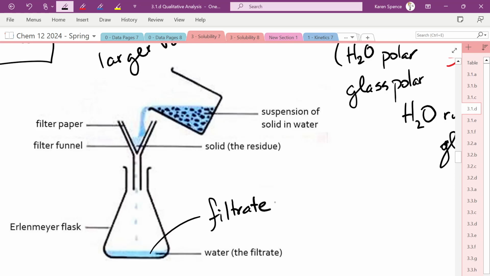You are not responsible for knowing the terms supernatant and filtrate. I'm just letting you know because if you go off to university and take a lab course, it will be nice to have heard the words before, okay? You are not responsible for supernatant and filtrate. The solid is called the residue. It's no longer called the pellet because it is not a pellet anymore. It's not sort of jammed into one corner. It's all spread out all over the filter paper.